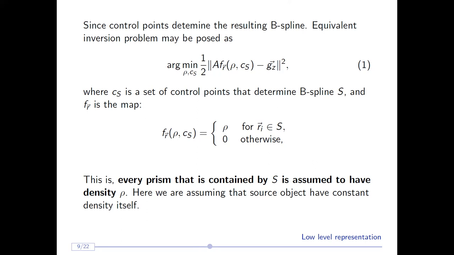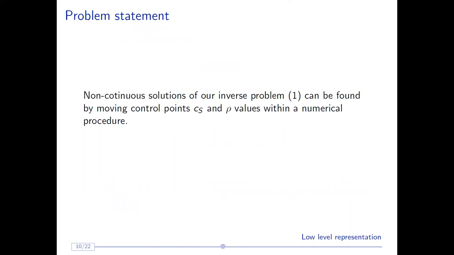Once we have this representation with few control points, the next step is to design a numerical procedure for moving these control points in order to push them towards the solution, or one of the solutions, of this inverse problem. Also here we can see that with this formulation, we have a set of mesh prisms that are enclosed in this shape S, and we have a difference between this and the medium. So in this case, we are constructing a non-continuous map of density in the domain. That's one of the key points. And okay, let's move towards the numerical procedure.